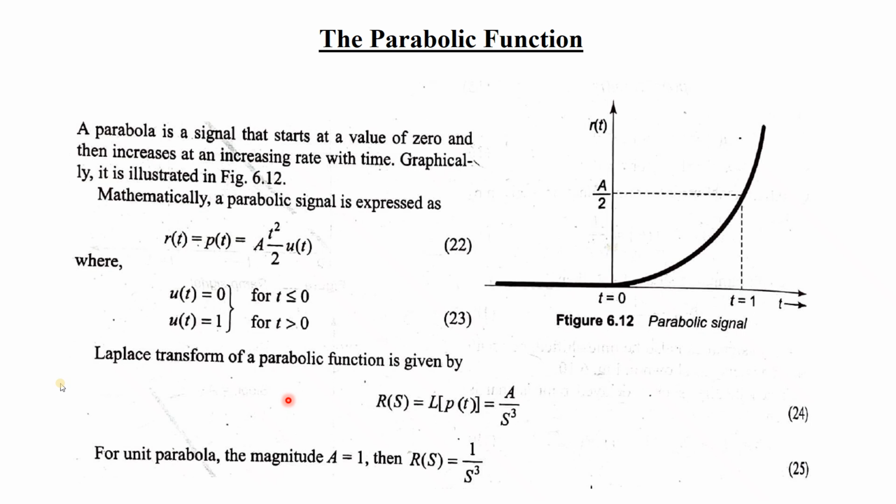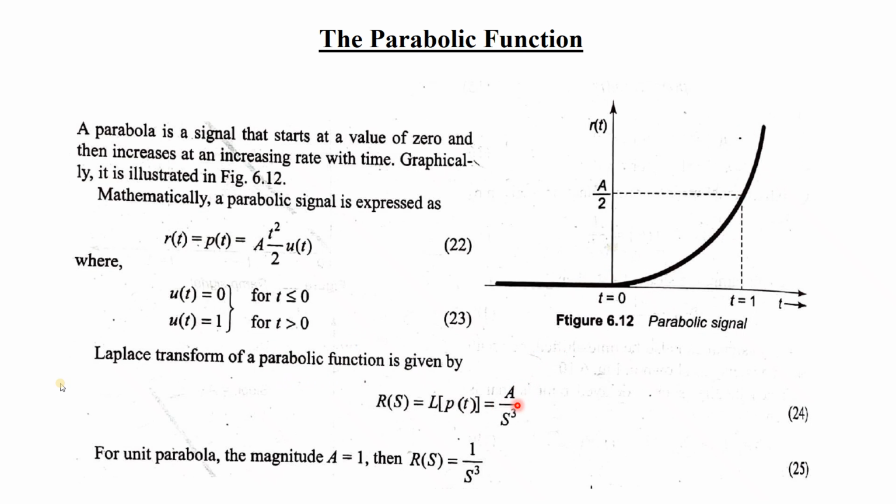Now the parabolic function, this is the last test signal. Parabolic, all of you know it is a parabola. So its representation is like this. Parabolic is represented like p, r(t) equals p(t), which equals a t square by 2 u(t). Again it is represented with respect to the step function, because for time less than 0 it is 0, and when it is more than 0 then it has some magnitude.